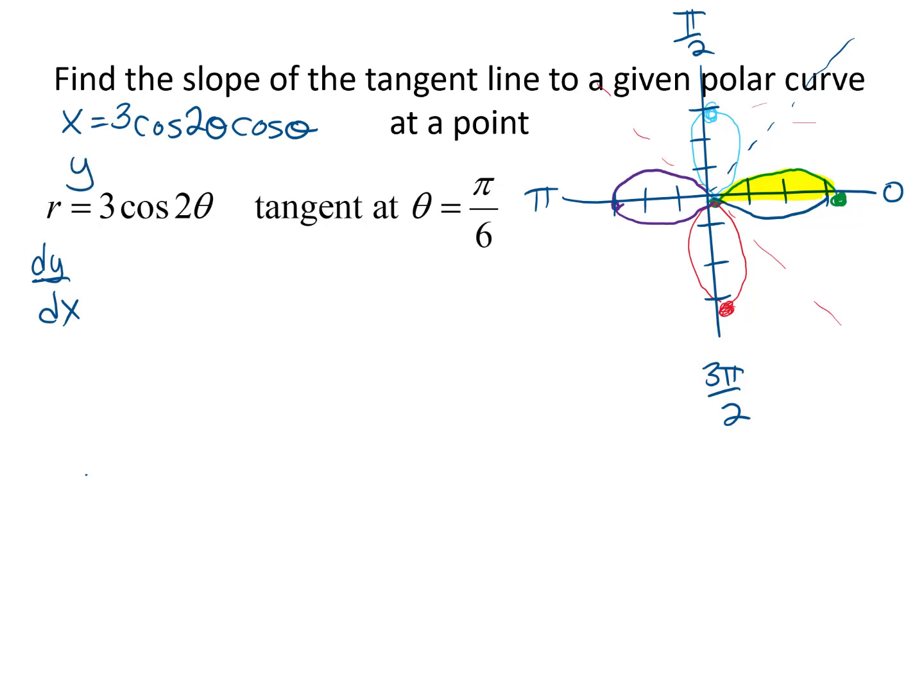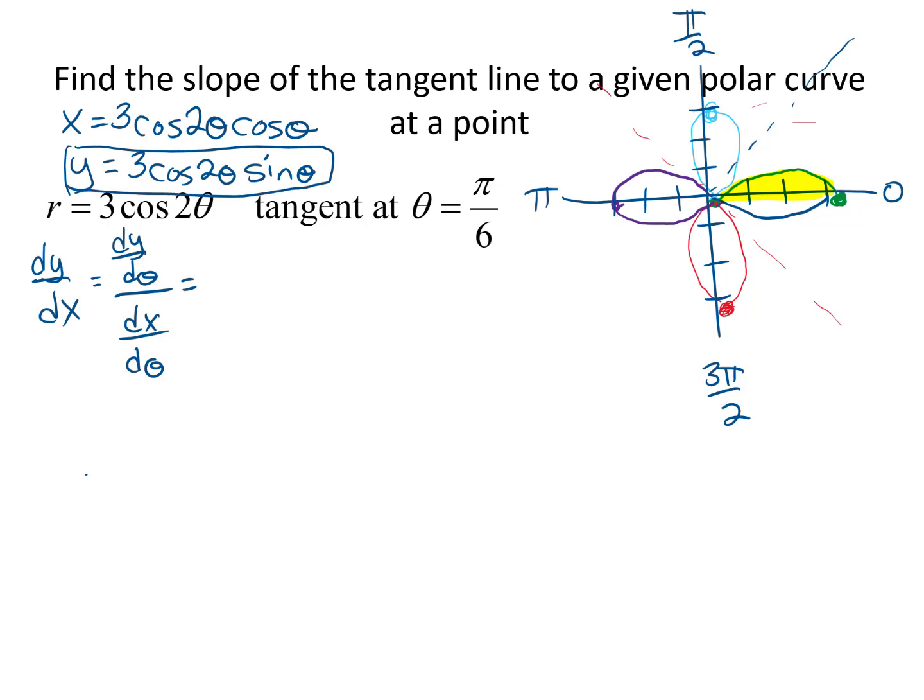And we know y is always r sine theta, so let's put the r in: 3 cosine 2 theta times the sine theta. So now, if we want dy/dx, we're going to want dy/d theta over dx/d theta. So let's take y, which is right here in terms of theta, and take the derivative, and we can see that's going to involve a product rule because we've got two pieces there.